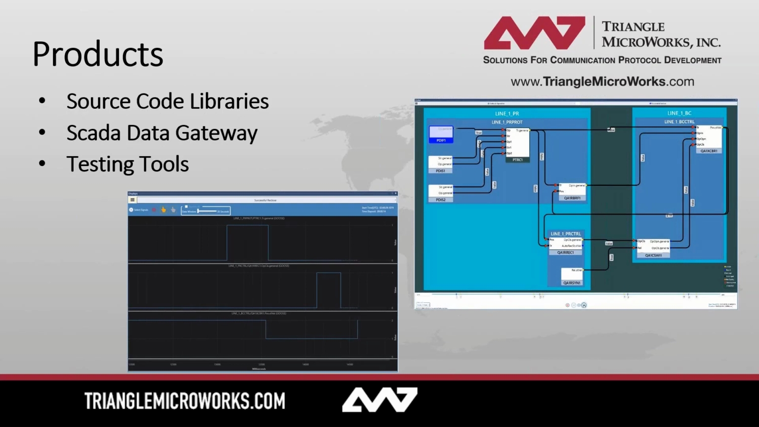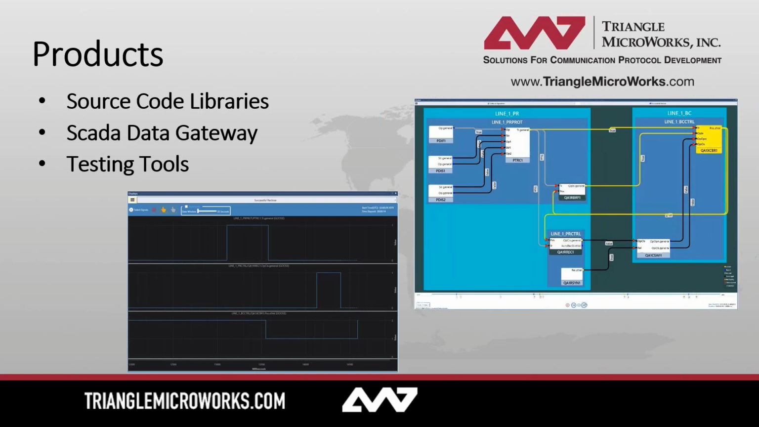So we have a wide variety of products that we sell, including source code libraries for DNP3, 61850, 60870, 101, 102, 103, and 104, TASE.2 or ICCP, and Modbus. You may also have heard about our SCADA Data Gateway, which is our gateway application for protocol data mapping and concentrating. And then we also sell a collection of testing tools like the 61850 Test Suite Pro, DTM, Test Harness, and Iron.